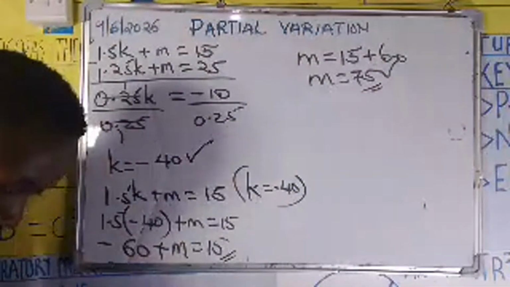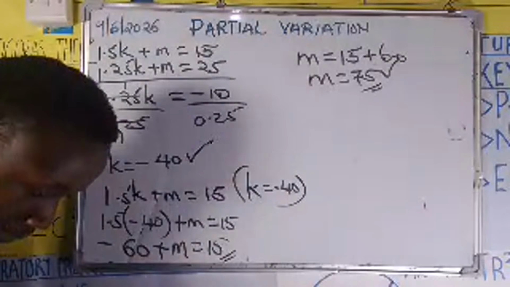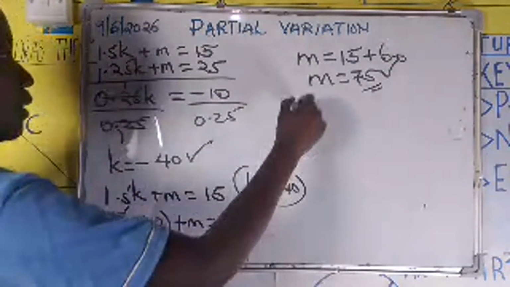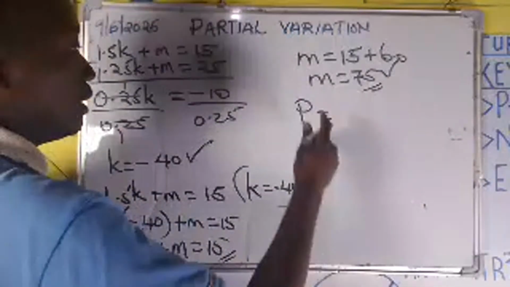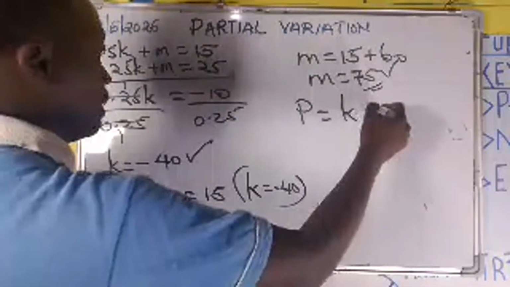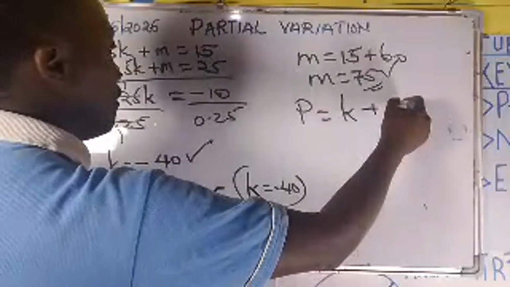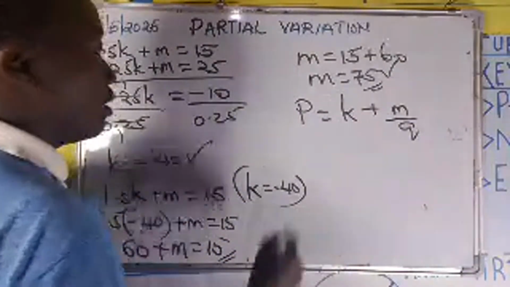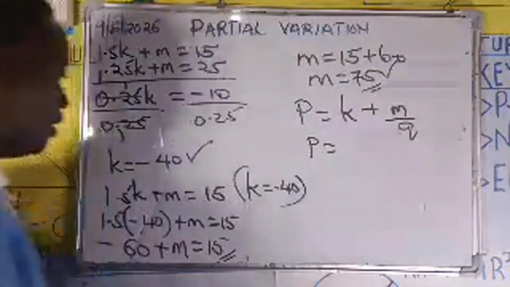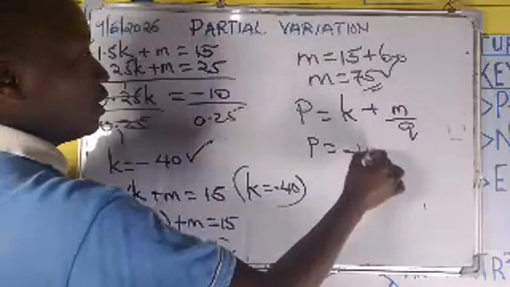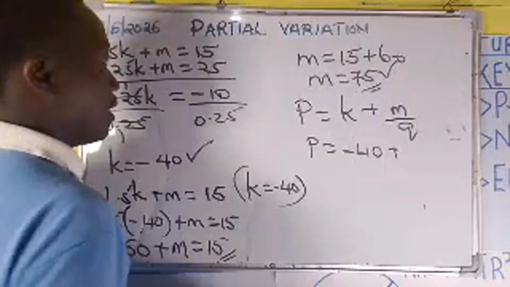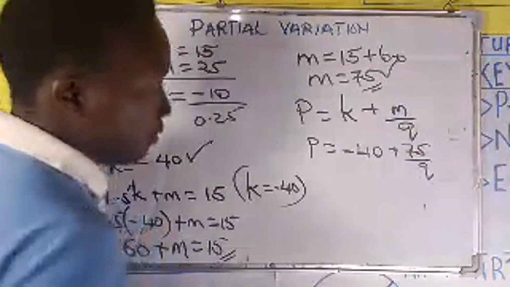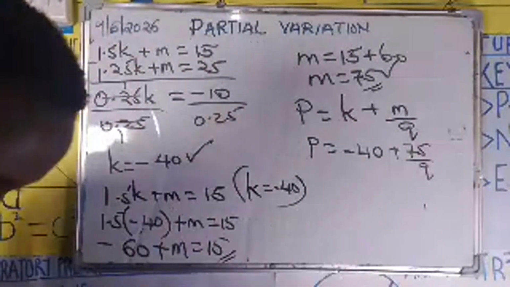So the equation connecting P and Q is P is part constant and part varies inversely as Q. Remember it was like that. So P will be equal to, our K is negative 40, plus our M is 75 over Q. That is the equation connecting.